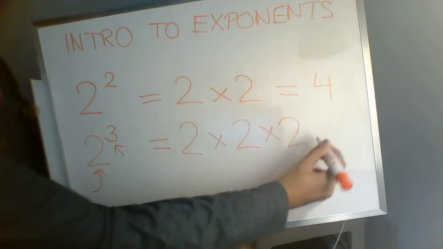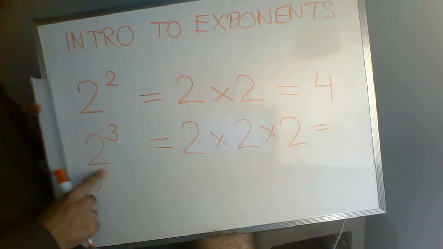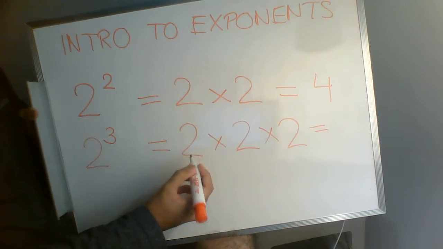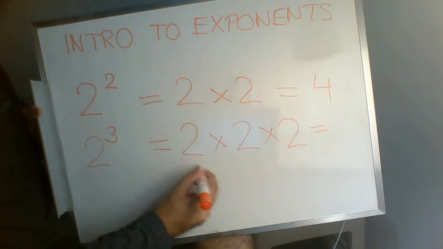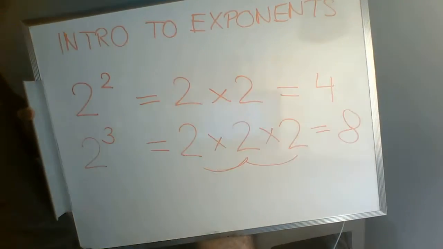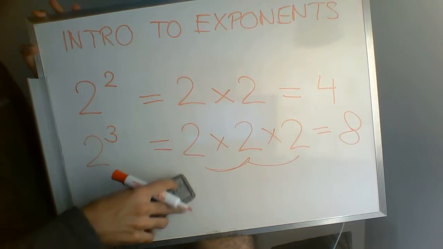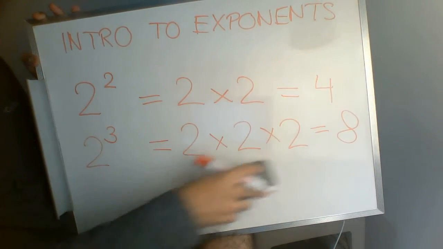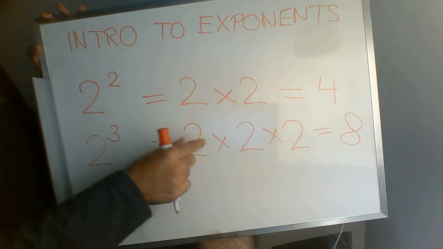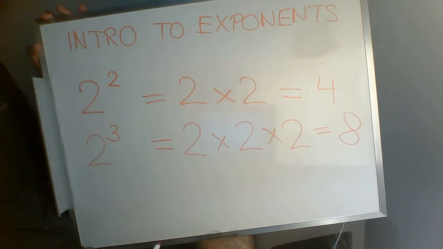2 times 2 times 2 is going to give me 2 cubed. That's how we read off a number where the exponent is 3. So 2 times 2 is 4, times another 2 is 8. So 2 cubed is equal to 8. Alright, hopefully that pattern is making sense: if you increase the exponent, you don't change the number that you're multiplying, but you change the number of times that you do that multiplication.